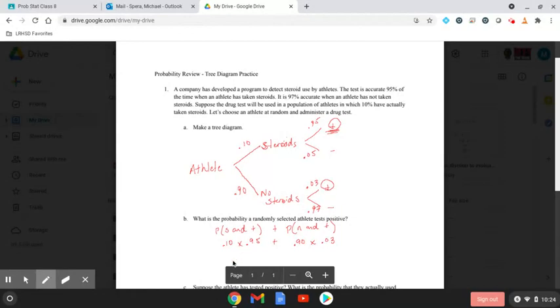And we should get 0.095 plus 0.027. And that should give us our answer of 0.122. If you want to make it a percentage, you could. Both would be accepted.